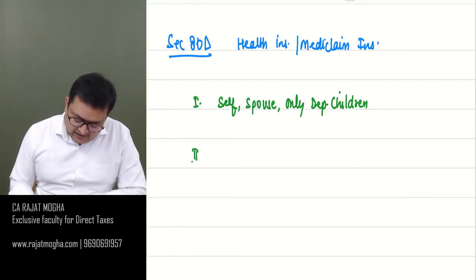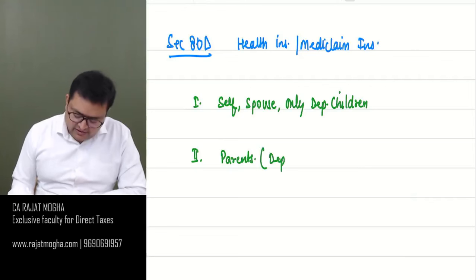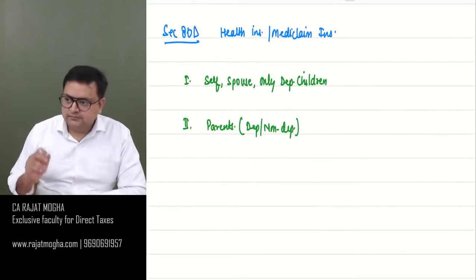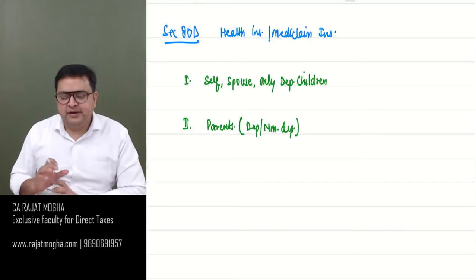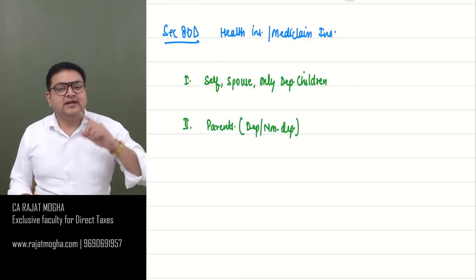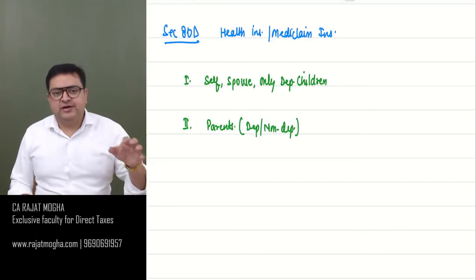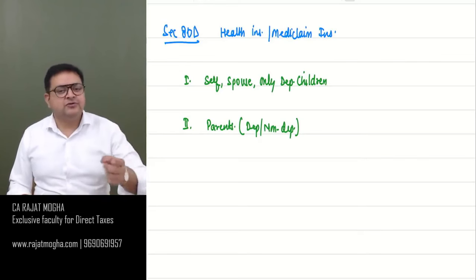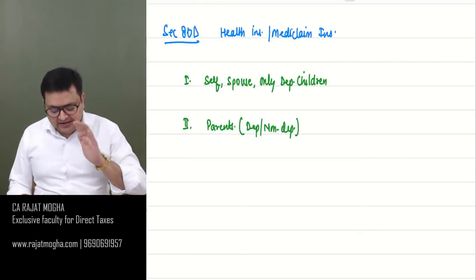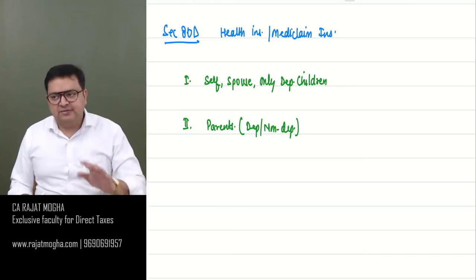The second category is parents. Whether they are dependent or non-dependent, they both are covered. In 80C, parents were not covered. In fact, if they are dependent also, they were not covered. But in 80D, parents are covered, dependent as well as non-dependent.